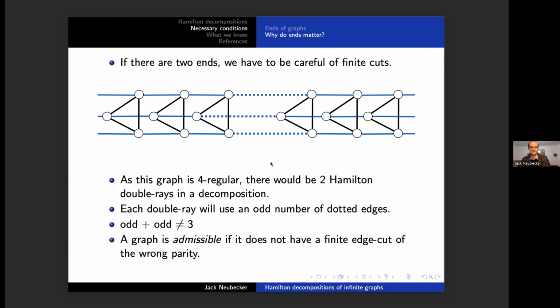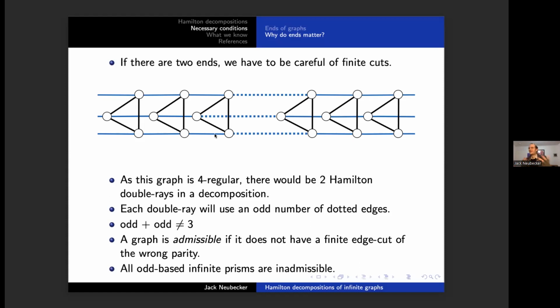So in general, when we see a finite edge cut like this that proves that we can't decompose the graph, then we will say that it is inadmissible. Whereas if we can't find such an edge cut, then we call it admissible. And it's not hard to convince yourself that if this was, for example, the pentagonal-based infinite prism instead, then we would run into the same problem. Two odds can't make five. So in general, all odd-based infinite prisms are inadmissible.